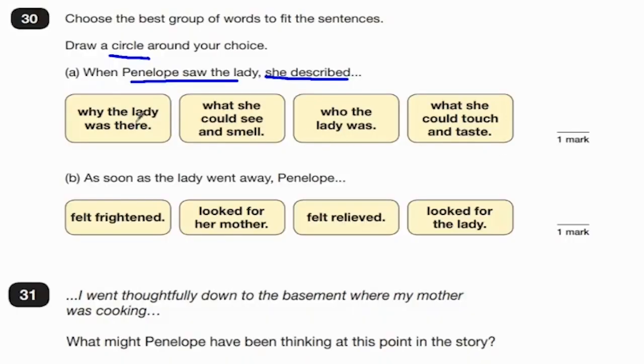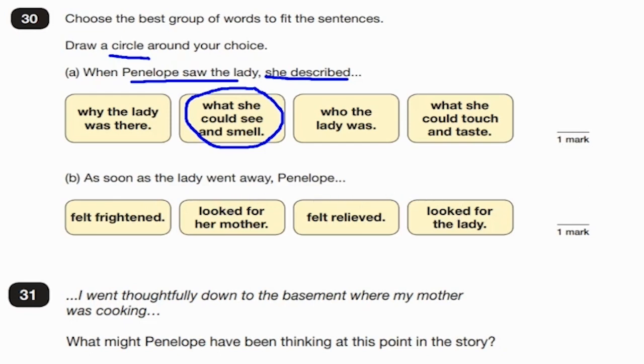Okay, so their options are why the lady was there, what she could see and smell, who the lady was, what she could touch and taste. Now, you can see where the mistake might be made if someone sees the word touch and they circle this, but it's quite clear that Penelope described what she could smell and what she could see, so that would be the correct option.